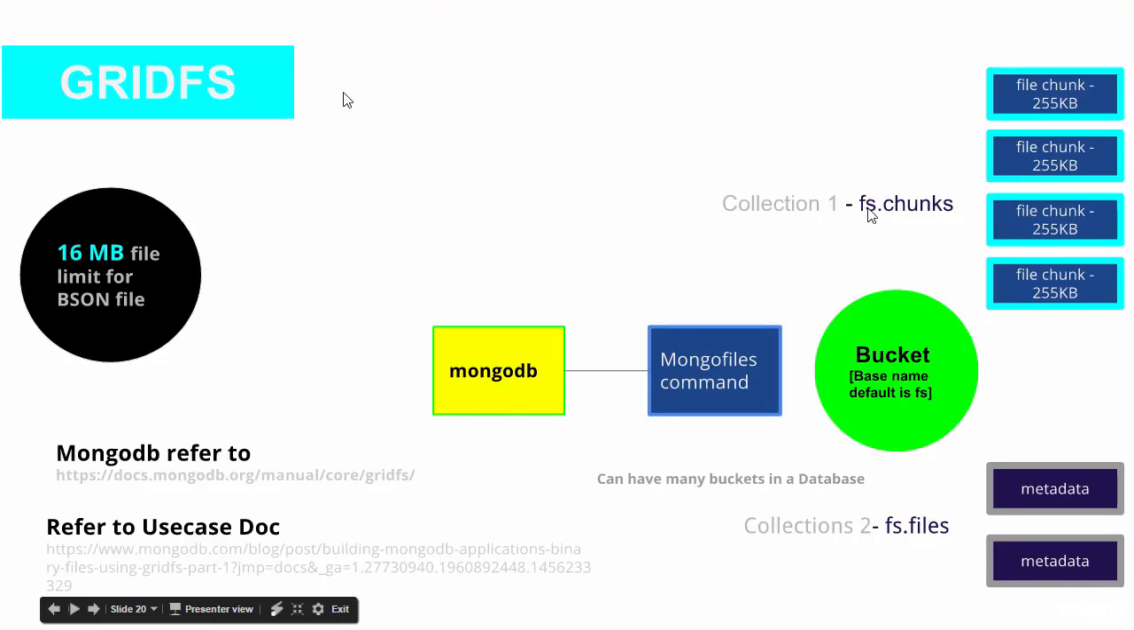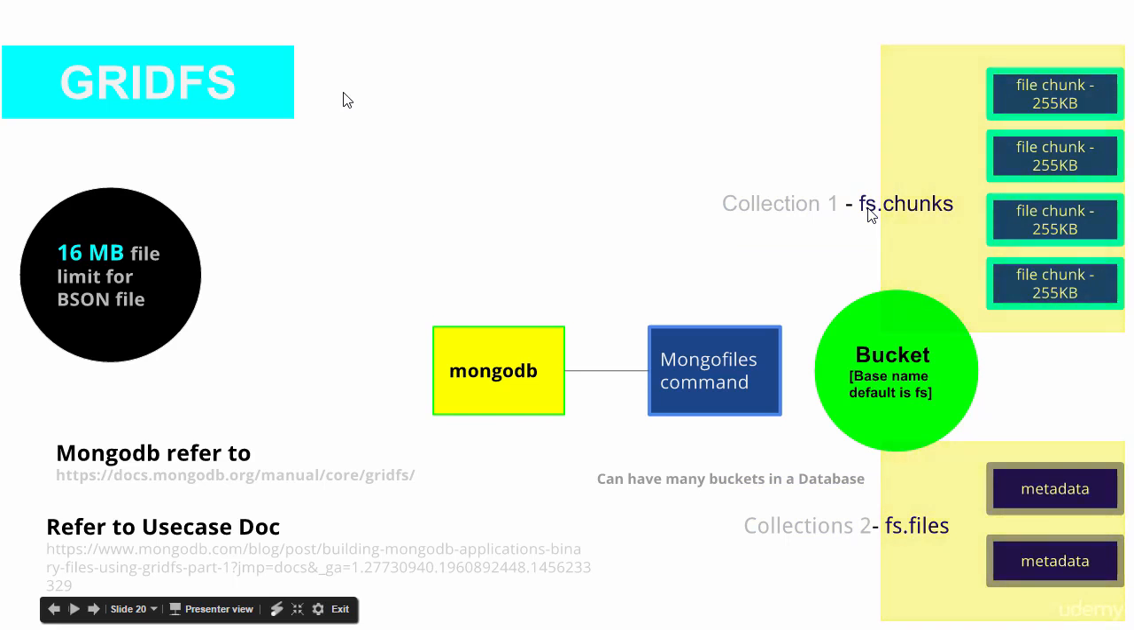Instead of storing a file in a single document, GridFS divides it into chunks and stores each chunk as a separate document. GridFS uses 2 collections to store files. One collection stores file chunks and the other stores file metadata. So this picture can give you a good idea about GridFS. As I said earlier, always remember that there is a 16 MB file limit for the BSON file.